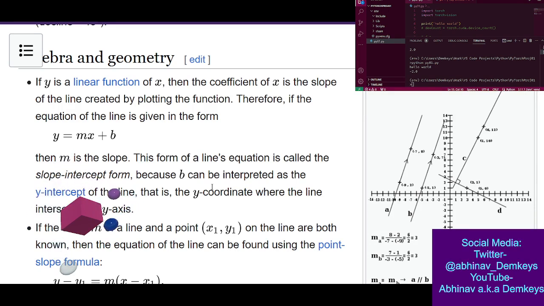Okay, if y is a linear function of x, then the coefficient of x is the slope of the line created by plotting the function. Therefore, if the equation of the line is given in the form so-and-so, then m is the slope. This form of a line's equation is called the slope-intercept form because b can be interpreted as the y-intercept of the line. That is, the y-coordinate where the line intersects the y-axis.